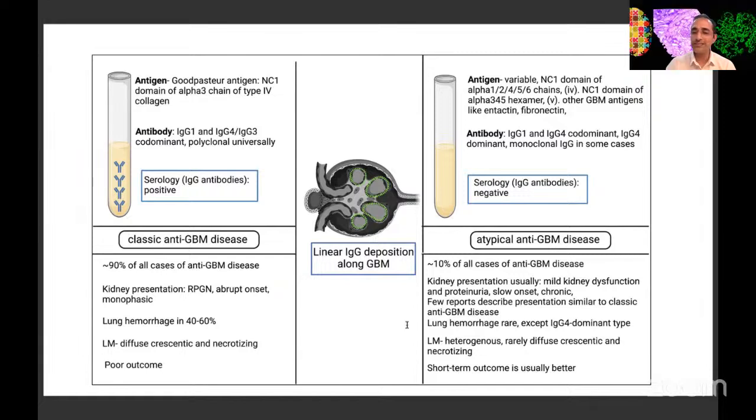Shishir sir, what would you say? I agree in general with all of that. Only one patient where I had a patient who came very early with 2.5 creatinine, a lady, and she was found to have typical anti-GBM. We treated her. She was all right. Creatinine came down to normal.